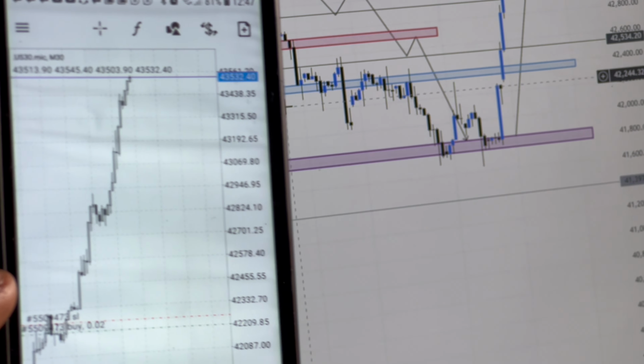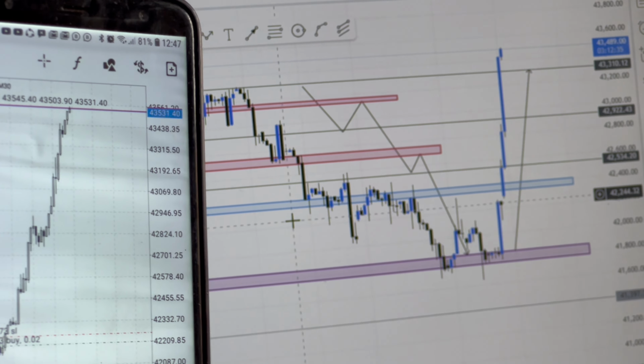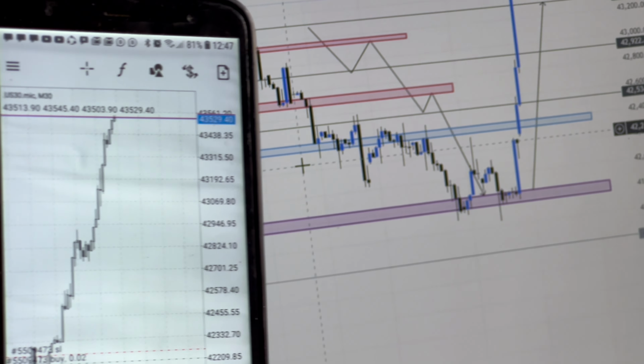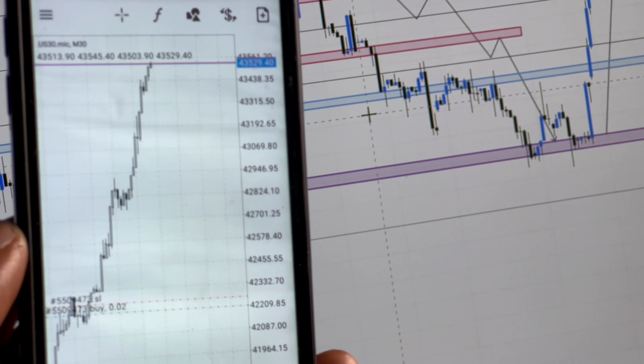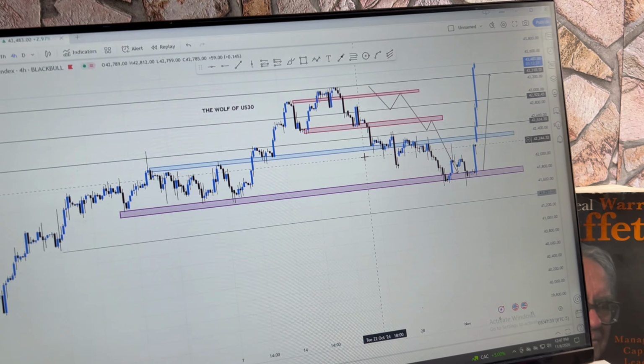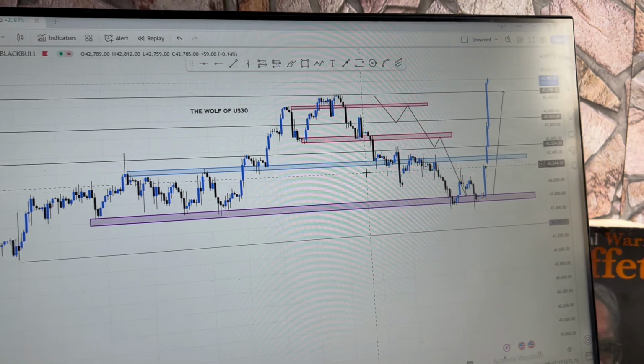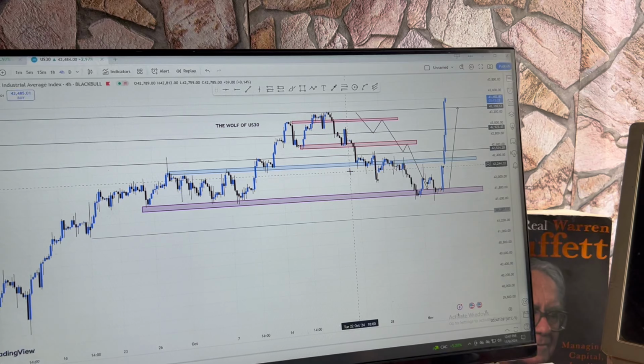So guys, this is what's happening. Here's the chart. Entry point, entry level. Trump is back and the market is still gonna be volatile. So that's the reason why I went back to being the Wolf of US30, and there's no going back. Let's just go to the video.